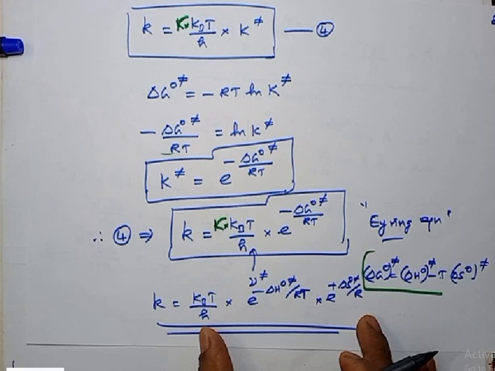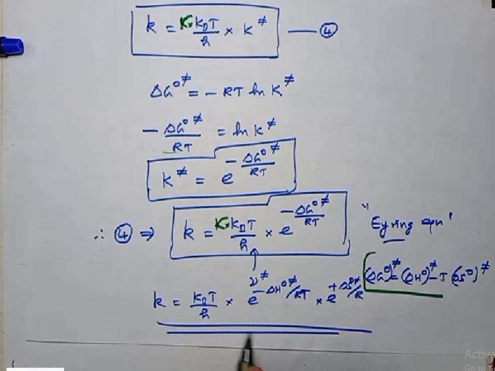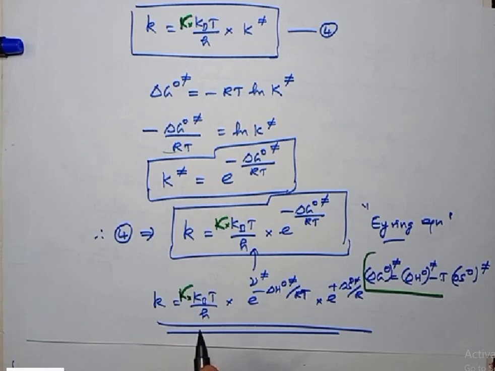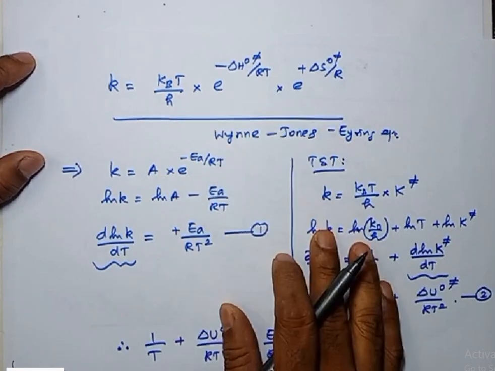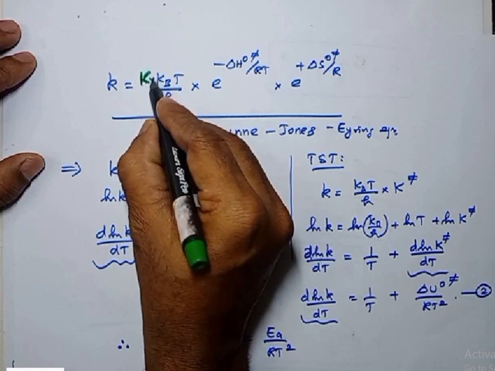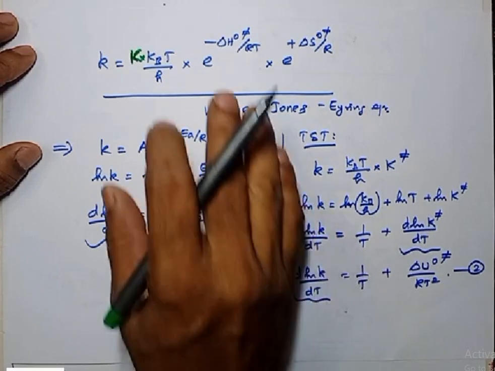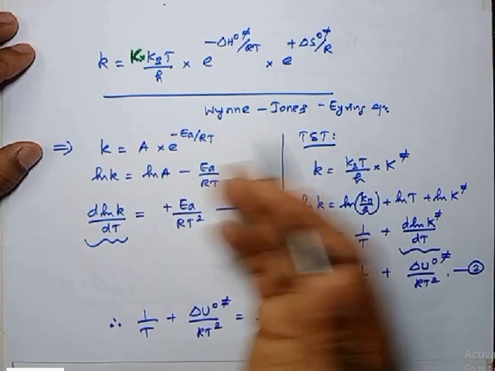Okay, so this is the rate constant expression for a bimolecular reaction taking place in gas phase. Remember, I left one term. I introduced a new term here that is called kappa. Kappa is nothing but the transmission coefficient. So this is the rate constant expression. This equation is what we call the Wien-Jones-Eyring equation. Now, if you compare this equation with the Arrhenius equation, what result do we get?